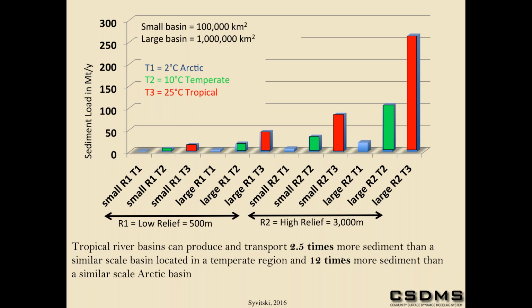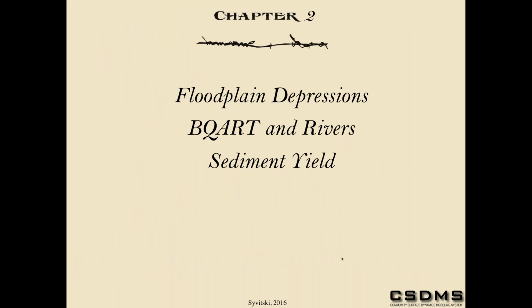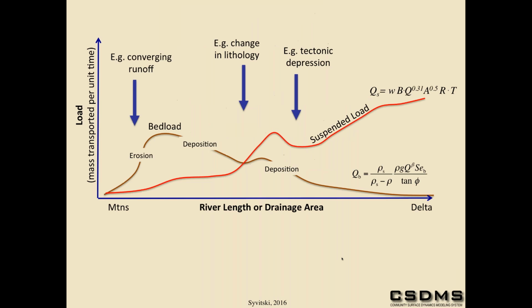And so if you were to summarize it, if you had warm rivers, they're going to give you more sediment. And how much more? Typically, a river of the same size and same relief, a tropical river, gives you 2.5 times more sediment than a similar scale basin in the temperate regions, and 12 times more sediment than a similar scale basin in the polar regions. So I'm going to quickly go through floodplain depressions, the Bogart river equation in the broader sense, and a little bit on sediment yields in general.